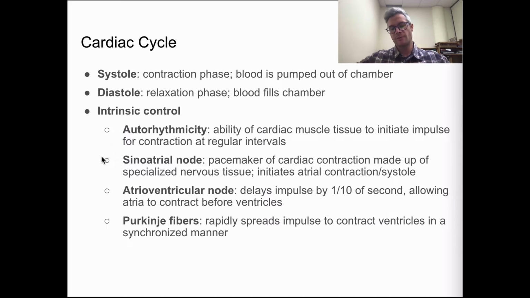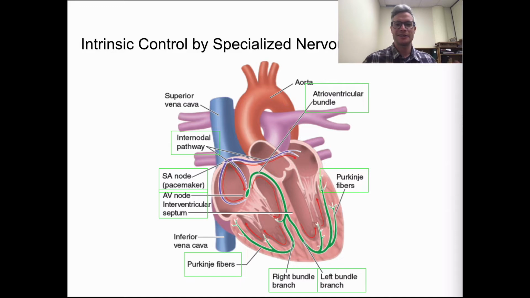And then from the AV node, we'll see that the end of the line as far as this nerve impulse in the heart is at the Purkinje fibers, and they help spread out this impulse or this signal to contract around the whole heart. Okay, let's take a little look at that. Enough foreshadowing and background information, right? Let's dive into it and see some pictures.